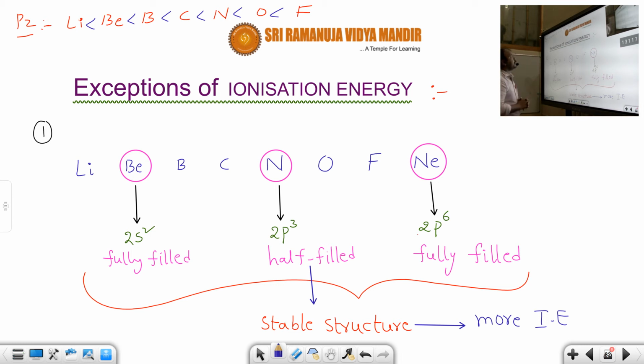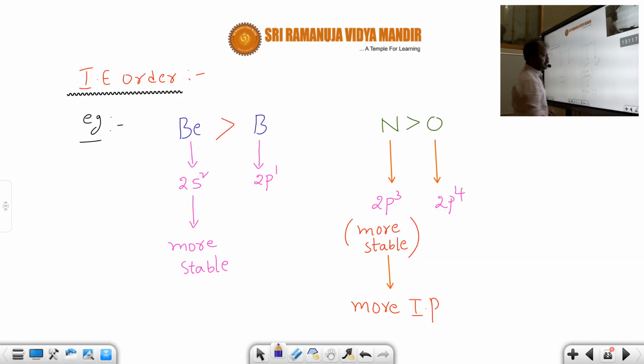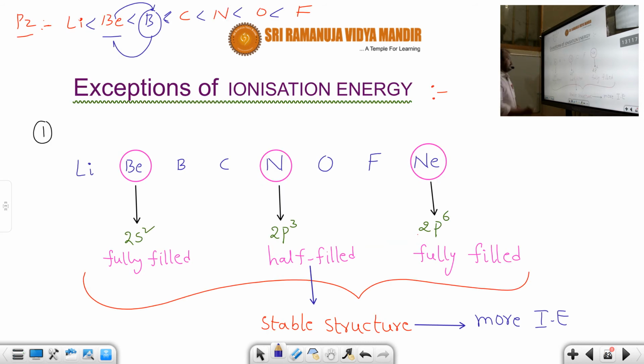Some changes occur here. Generally, we expect that compared with beryllium, boron has more ionization potential. But the experimental evidence shows that compared with boron, beryllium has more ionization potential. Why does beryllium have more ionization potential? Have a look at this.